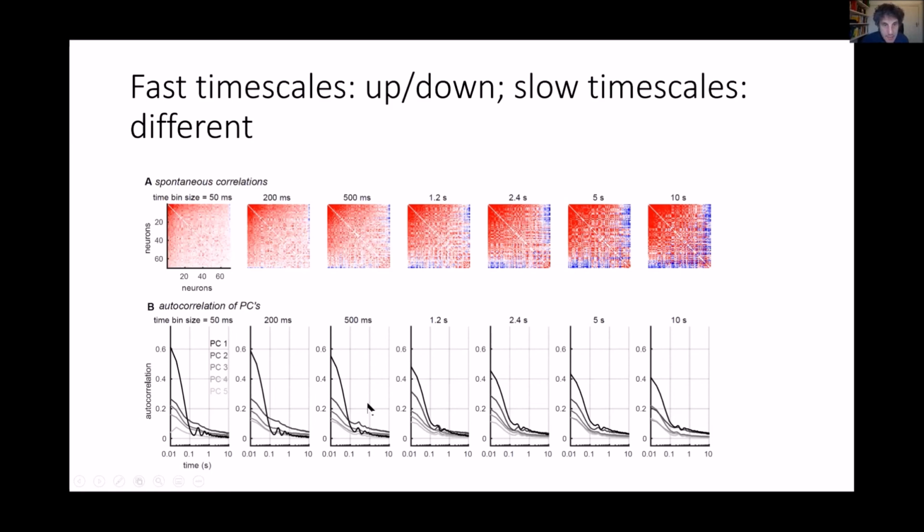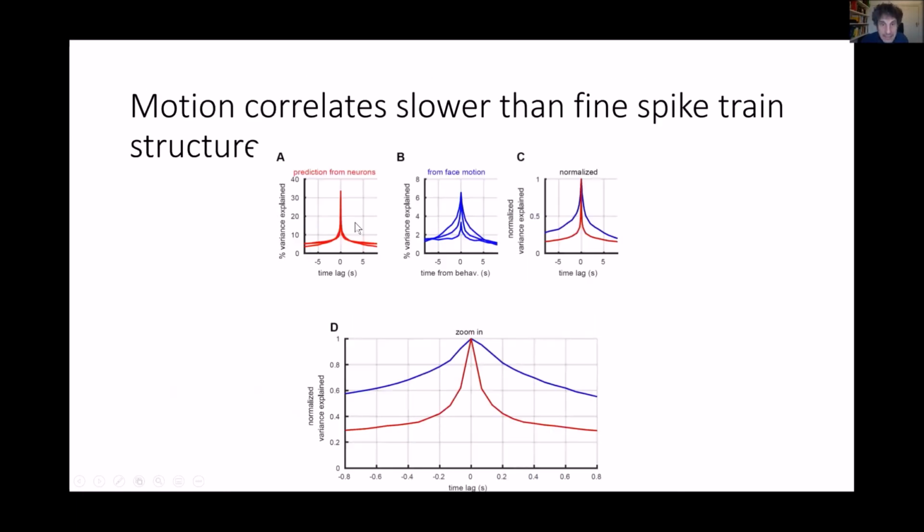This here summarizes it in autocorrelations of the different principal components of the population activity on a log scale, but it's clearer if we see it here. So what we're seeing here is the prediction of one neuron from its peers, from the other simultaneously recorded neurons, and you see a very sharp peak, which if we zoom in, you can see is around 50 milliseconds in width. It's less than 100 milliseconds in width. It's a very sharp peak.